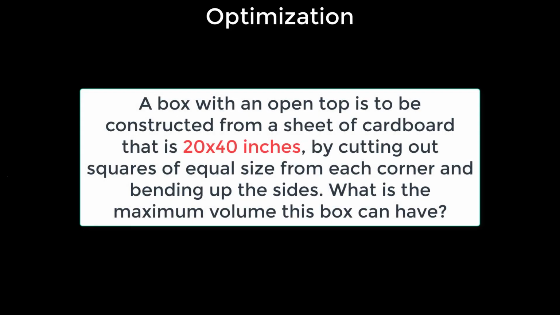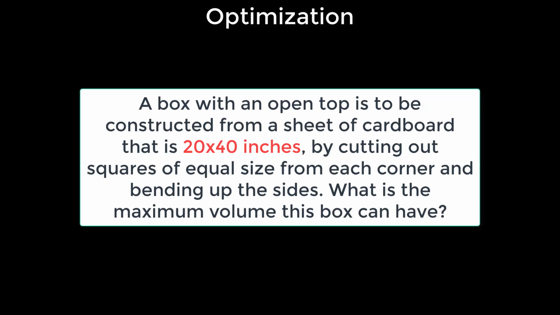Suppose a box with an open top is to be constructed from a sheet of cardboard that is 20 by 40 inches, and we're doing so by cutting out squares from each corner and bending up the sides. The question is, what is the maximum volume that this box could have? And like I said, we can go ahead and use this guideline step by step.